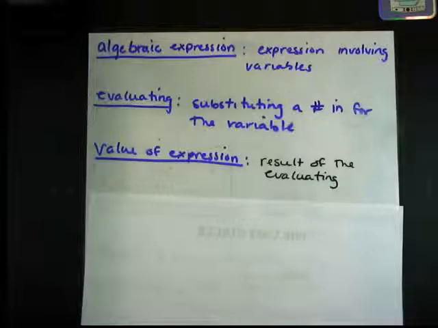The value of an expression is the result you get after you substitute, after you evaluate. Once you change x to 2 and y to -1 and z to 0, whatever substitution they want you to make, whatever evaluation they want you to make, when you combine them using your order of operations, you get the value of an expression.